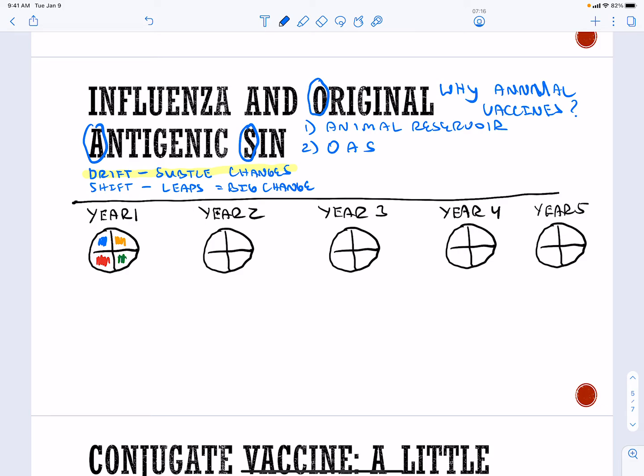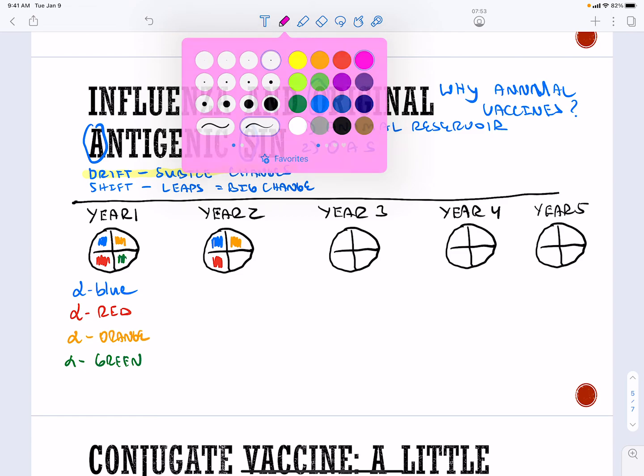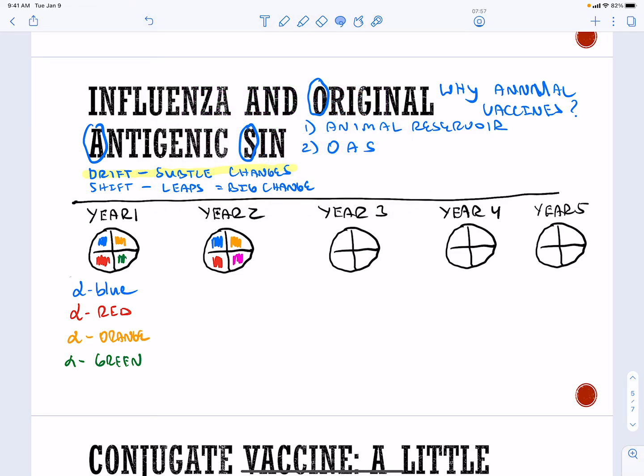And so the first year you get your flu vaccine, you're going to have anti-blue. You are going to have anti-red, anti-orange, and you're going to have anti-green. Okay, and so year 2 comes along. And in year 2, you have your red, you have your blue, and you have your orange, and now you have a pink. You lost your green. And so what happens? You now have a booster response, so these are all boosted, but you have no pink.